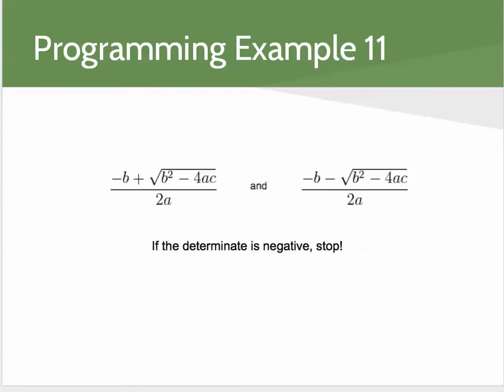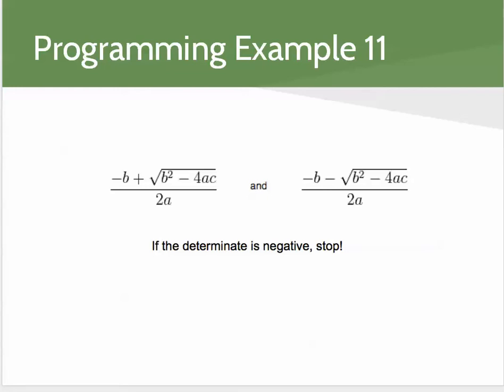There's possibly two roots. The first one is negative b plus the square root of b squared minus 4ac, all divided by 2a, or 2 times a. And the second root would just be with a minus sign between the b and the square root.